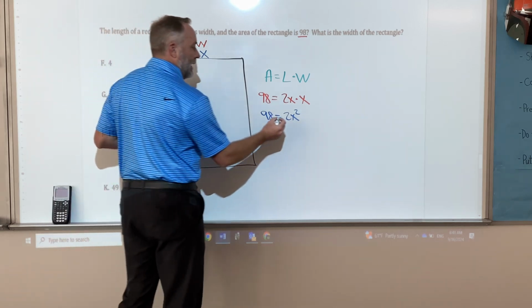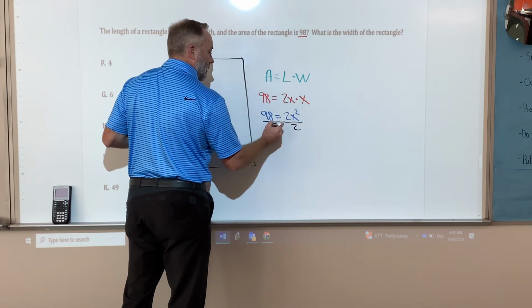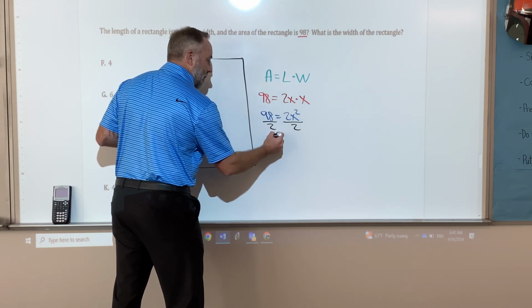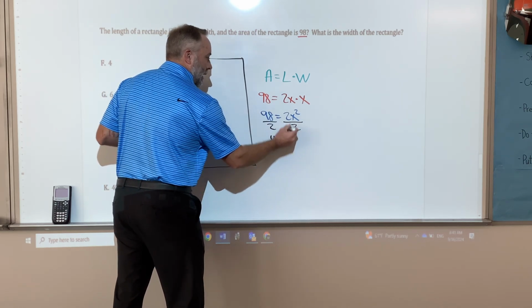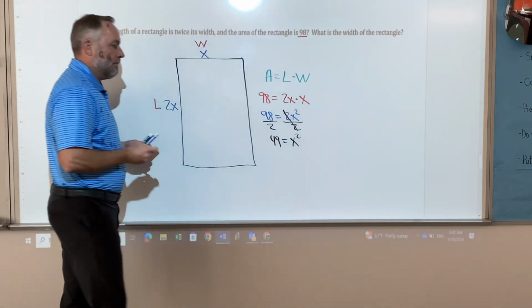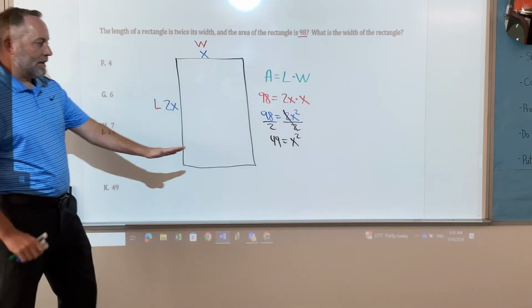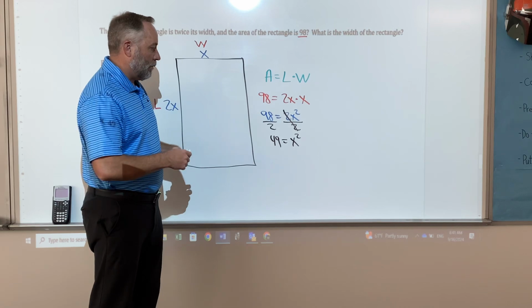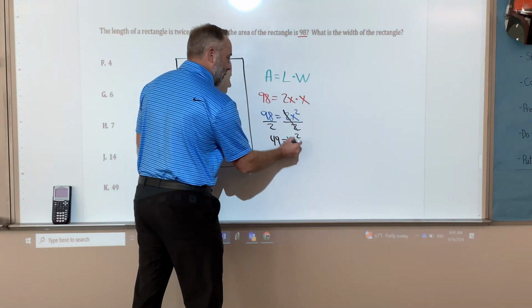Let's divide by 2 on both sides. That gives us 98 divided by 2 is 49, and our right side is just x squared. Now in this case, to get x by itself, to undo the square, we need to take the square root. And what we do to one side, we must do to the other.